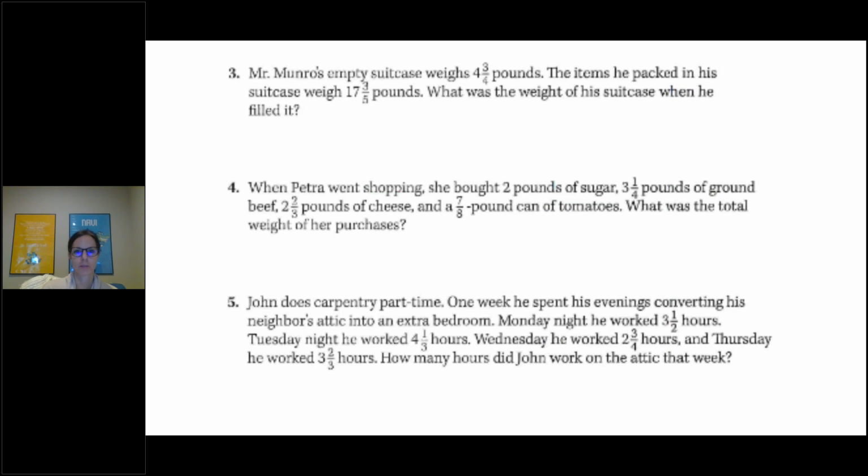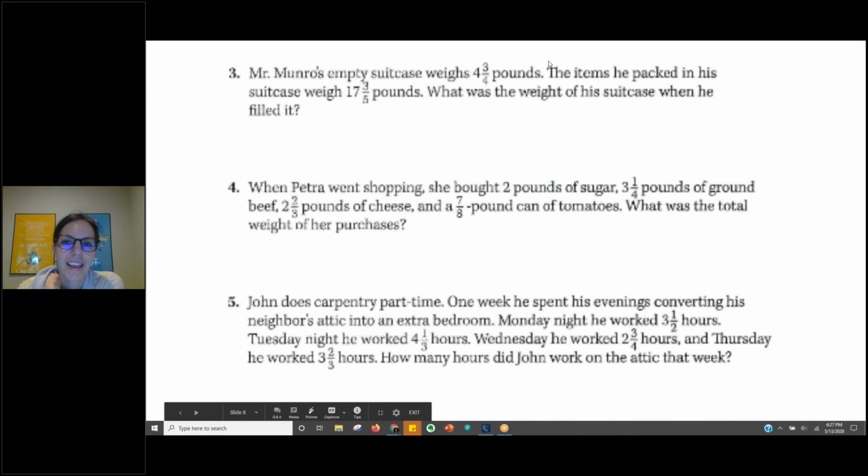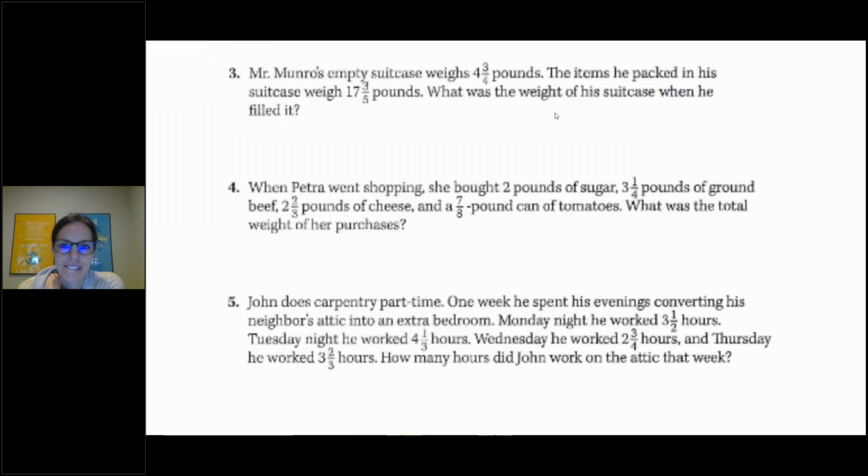Mrs. Monroe's empty suitcase weighs 4 3/4 pounds. The items he packed in his suitcase weigh 17 3/5 pounds. What was the weight of his suitcase when it was filled? So the suitcase weighs one amount, and then all of the stuff he's going to put in weighs another amount. How much does it weigh all together? So what are you going to do to those 2 numbers? You are going to add them because they're asking for all together.